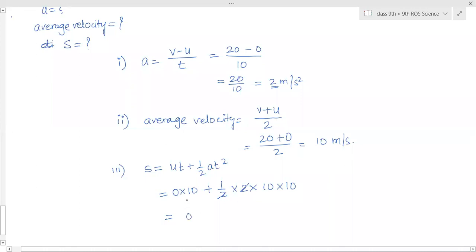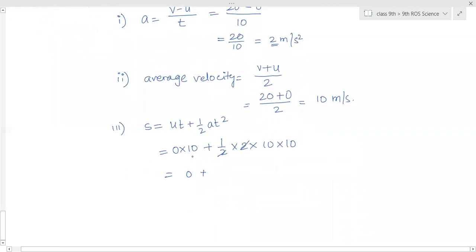Most of the students write 10 here. And when I take the test, I will also see that half of the students have written 10 into 0 is 10. And 10 into 10 is 100. So 0 plus 100 is 100. So S, that is distance covered, is equal to 100 meters.